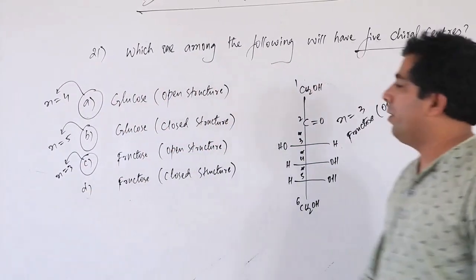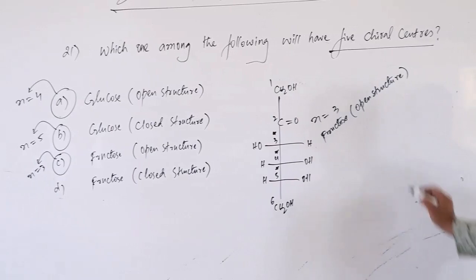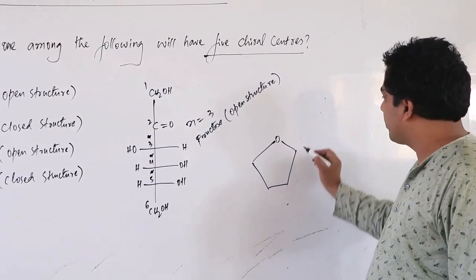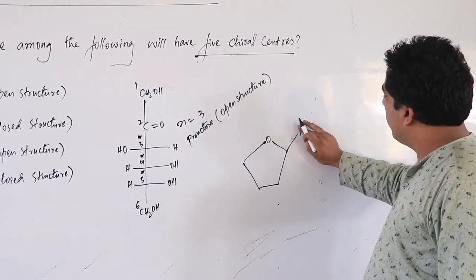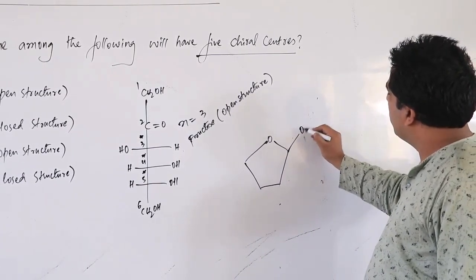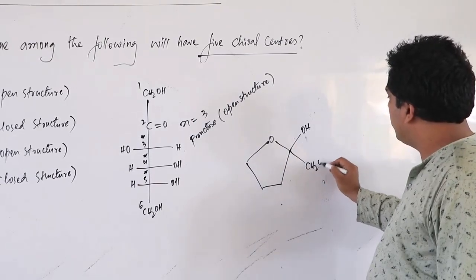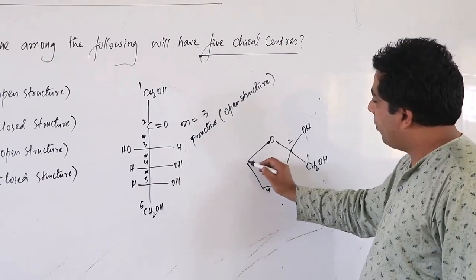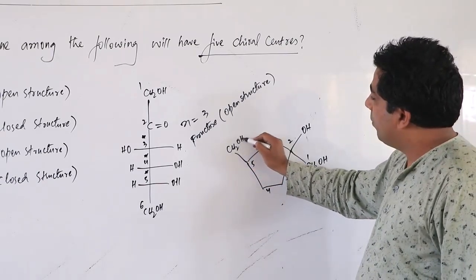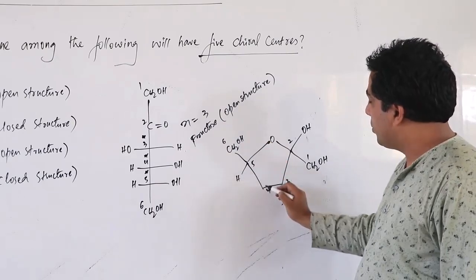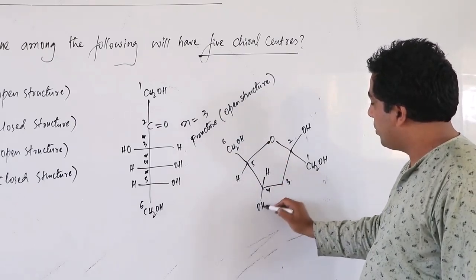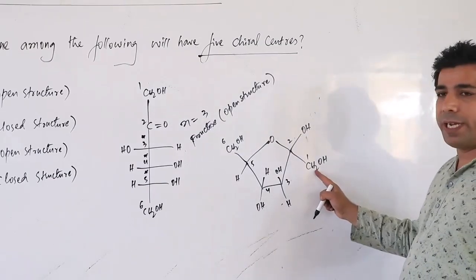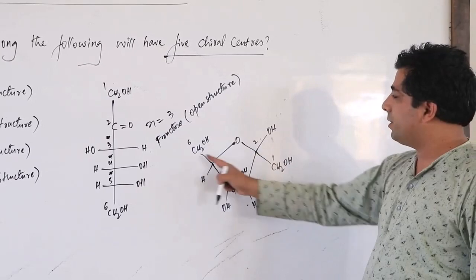So let's talk about now fructose in closed structure. Fructose in closed form. Have a look here, my dear friends. CH2OH, that is 1, 2, 3, 4, 5 and another one is 6, which is outside. H, H, OH, OH and H. If we look at the first carbon, it's not chiral and sixth carbon is not chiral. First and sixth are not chiral.